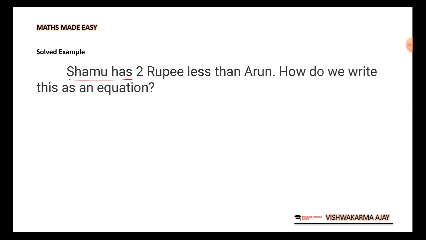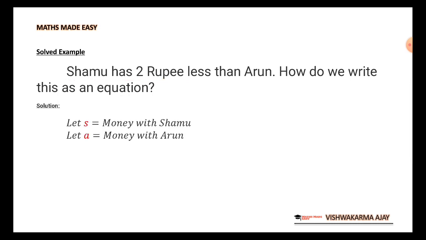Shamu has 2 rupees less than Arun. How do we write this as an equation? Now, pay attention to this. Shamu has 2 rupees less. Very first, we will be writing the unknowns as variables. So S is the money with Shamu, and A is the money with Arun.